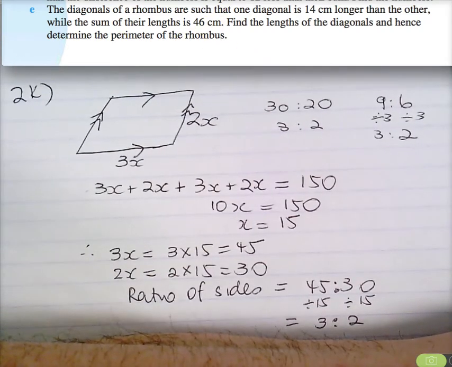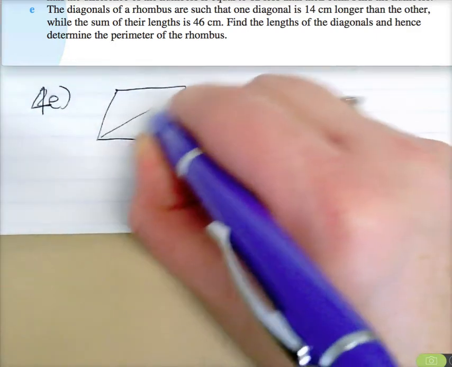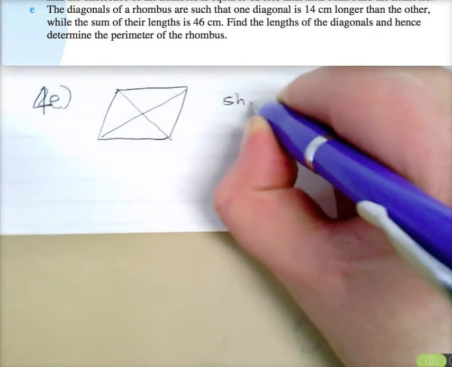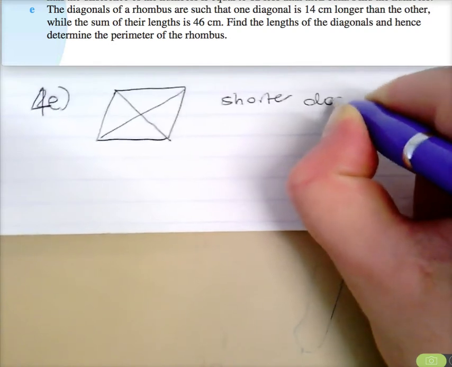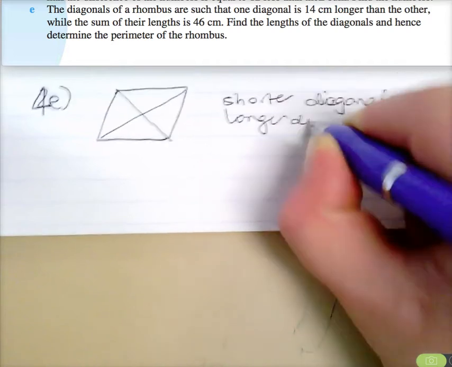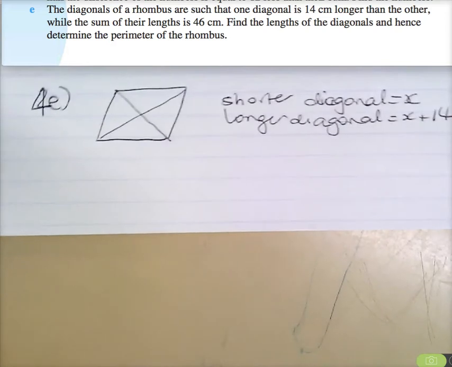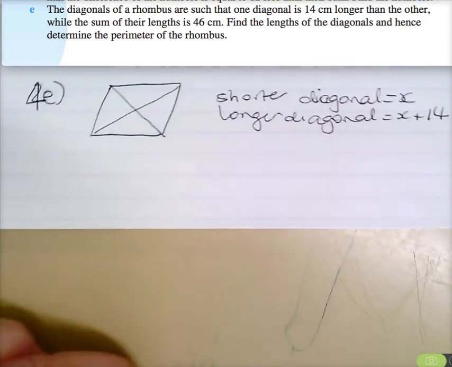A rhombus is such that one diagonal is 14 centimeters longer than the other. Now, do you want to use the 1 pronumeral or 2? I would just use the 1. So the shorter diagonal is what? X, and the longer diagonal is x plus 14. So we've decided we're just going to use 1 pronumeral in this one, and that's okay.